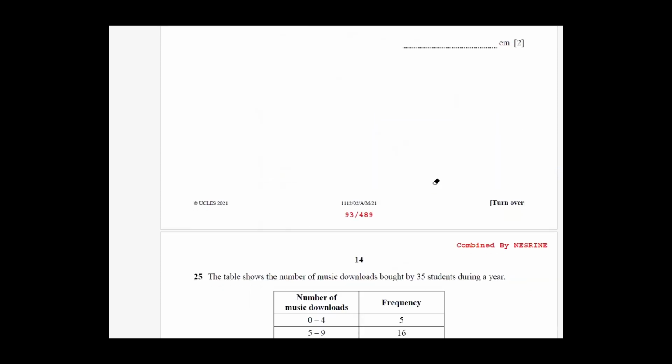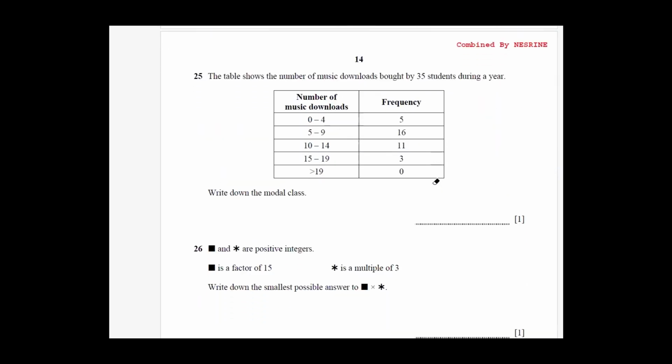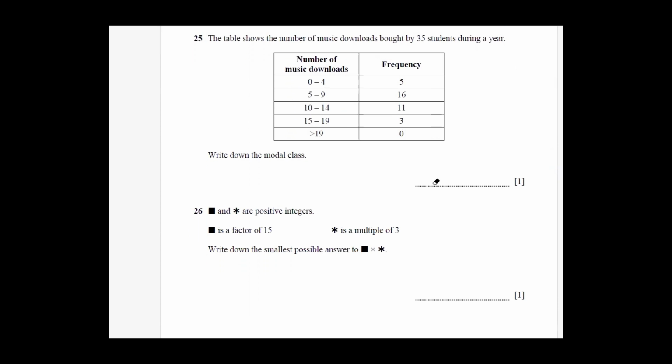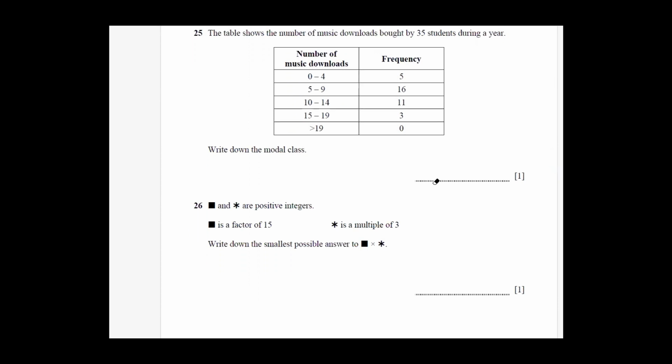Okay, then it is question number 25. Table shows the number of music downloads bought by 5 students during a year. Write down the modal class. We need to give the modal class. For modal class, that means the class with the highest frequency. Highest frequency is 16 and the class corresponding to that is 5 to 9. So you need to write 5 till 9. This is the modal class. Then it's question number 26.